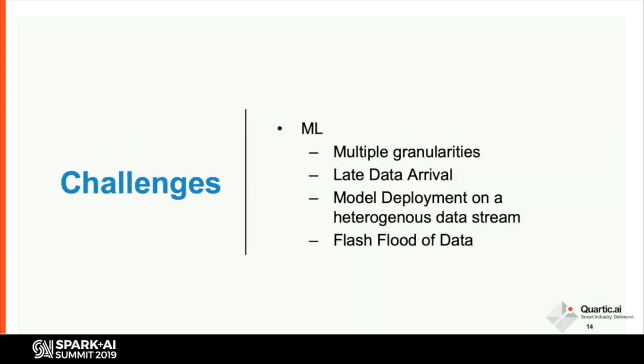So let's look at some of the challenges that we have in this case. Especially related to machine learning, there are a couple of challenges, and most of them are because the nature of the data is very heterogeneous. You could have data from different streams, different assets, and all these data have different sensors, etc. They all land up together, and one needs to process all of this to create the right kind of insights or metrics. There's also late data arrival and model deployment on heterogeneous data streams that we will dive deeper into.